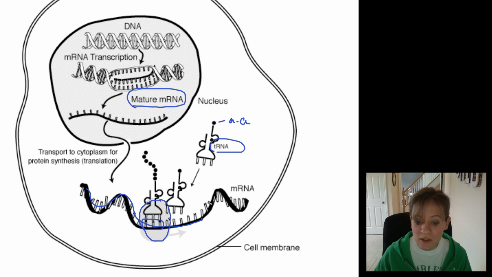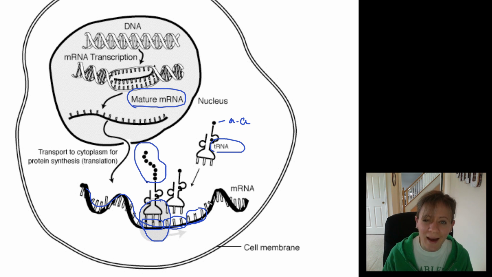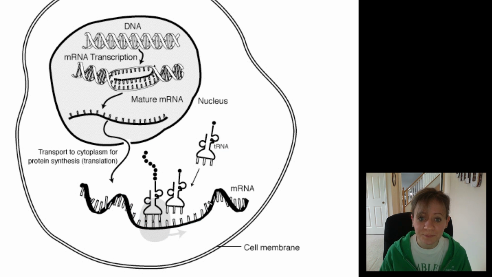So the codons are these little 3 nucleotide base parts here. And then the amino acids are going to bond together and eventually make a final protein product. So that's a good overview. I highly, highly recommend drawing that in your notes and labeling it as much as you can.